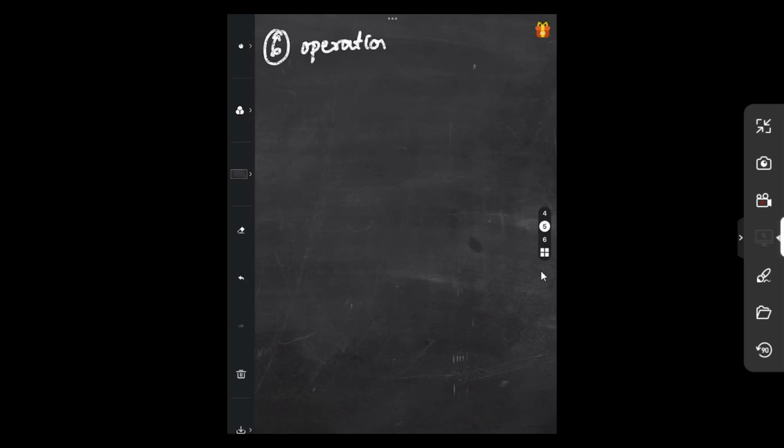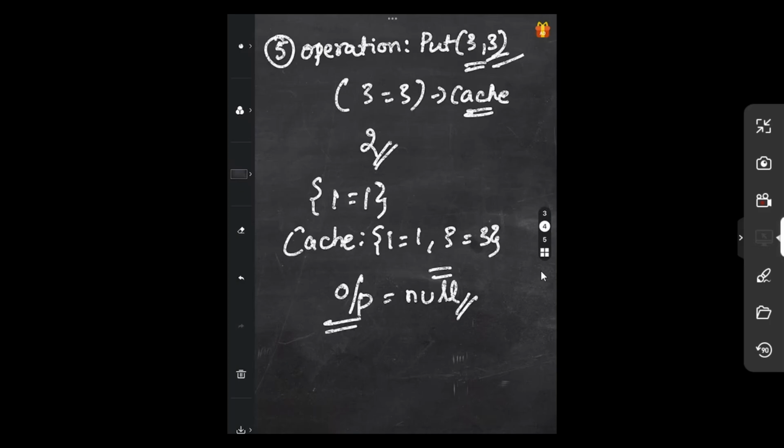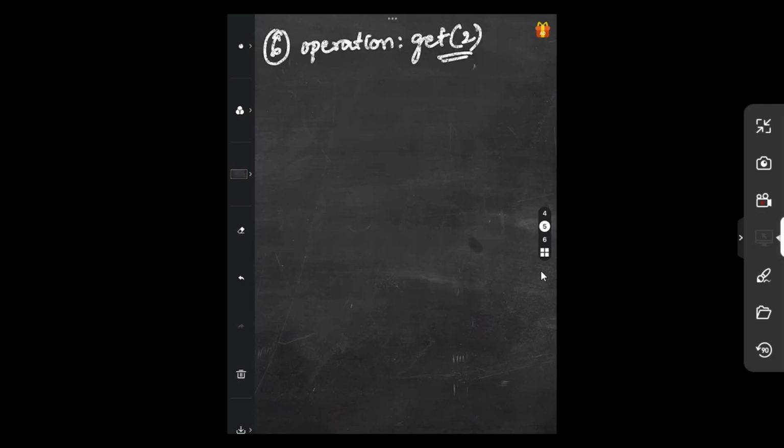Let me give here operation get of 2 in this case, right? So the key does not exist in the cache. Here you can clearly see in this step 2 was evicted in the previous step. We don't have the key 2 in the cache, so we will be giving the output -1. We have discussed this one in the approach already.